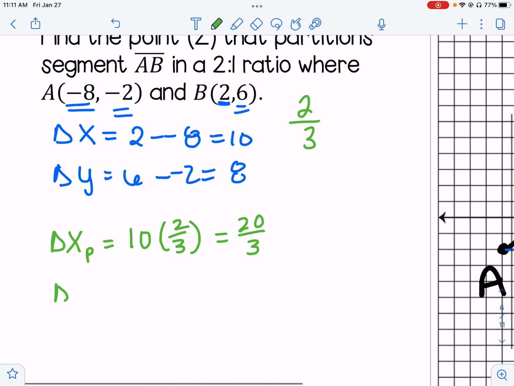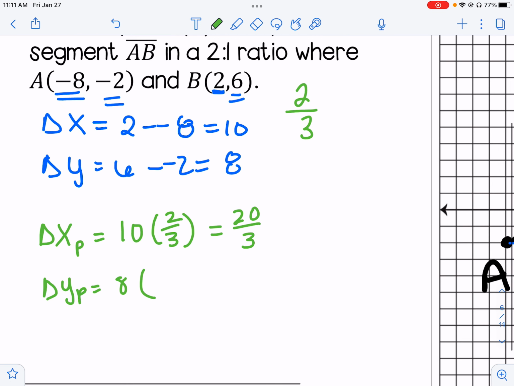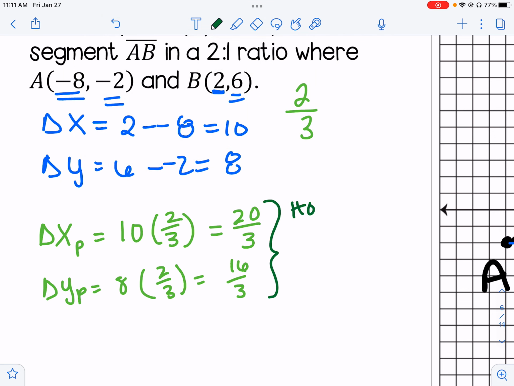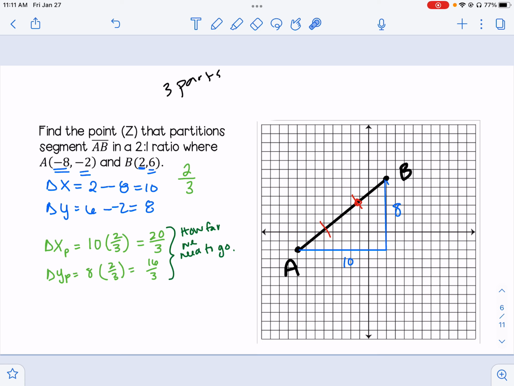In the y direction, I'm going to take that total amount again, which was 8. I'm going to multiply it by how much of that total I want, which is 2/3. And that gives me 16/3. So this, what we've just done right here, is how far we need to travel. So if I were to come back from A and try to get to this point, I need to go to the right 20/3 and up 16/3.